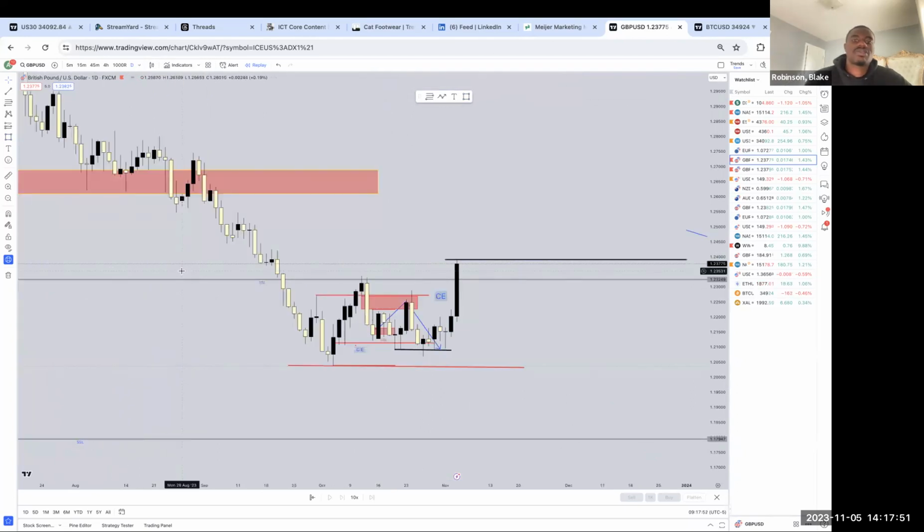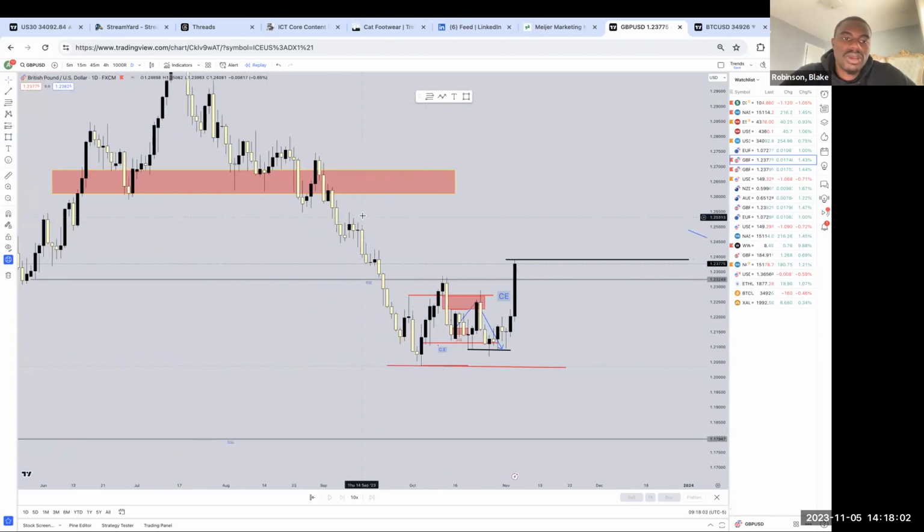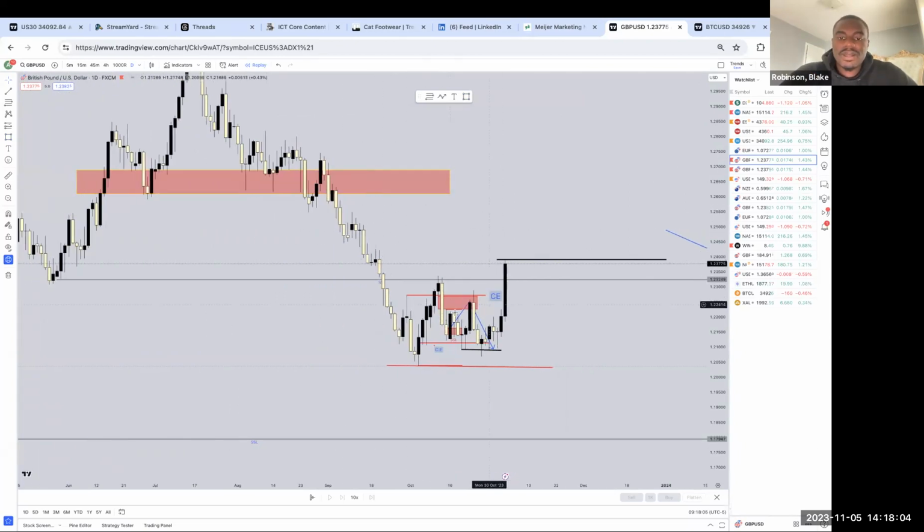And anytime you see stuff that's very apparent and clear, like relative equal highs right below a fair value gap, or relative equal lows right above a fair value gap, that type of stuff is just very apparent. So I think ultimately we're trading up to that range.